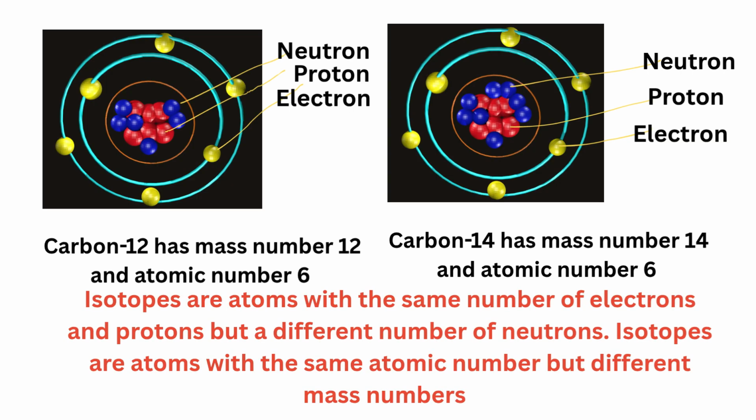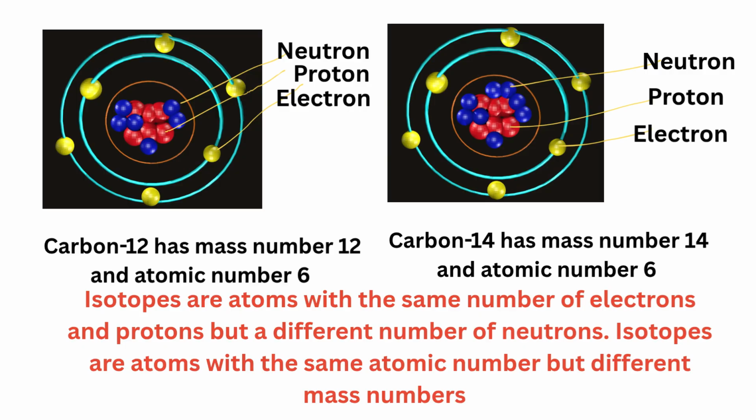Some atoms of the same element can have different numbers of neutrons. These are called isotopes. Isotopes have the same number of protons but different numbers of neutrons. For example, carbon usually has 6 protons and 6 neutrons, but another isotope of carbon may have 6 protons and 8 neutrons. Both are still carbon because they have the same number of protons.